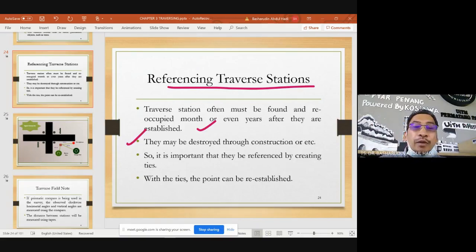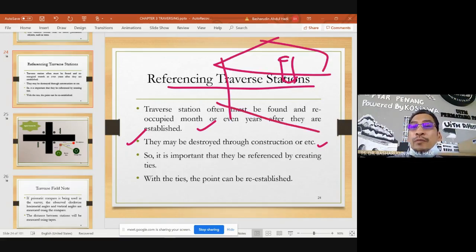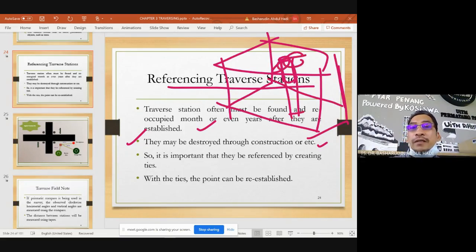Okay, number two: they may be destroyed through construction, etc. Of course, during construction your marker or your peg can be destroyed by the tire of a steamroller or by a lorry. That's why when you have a marker, you fence it. You protect it with a fence, and you put it in red color to make sure that the drivers don't hit your marker on site.